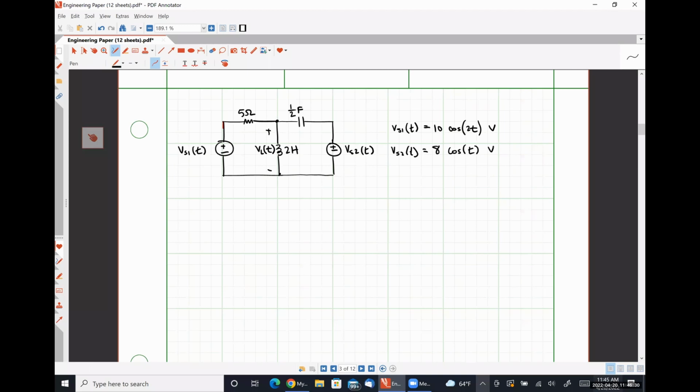So with voltage source 1 on, and voltage source 2 off, our frequency domain equivalent circuit is going to look like this, right? So what's the phasor equivalent of VS1? Not intended to be a trick question. What's that? Yeah, 10 angle 0. Absolutely right.